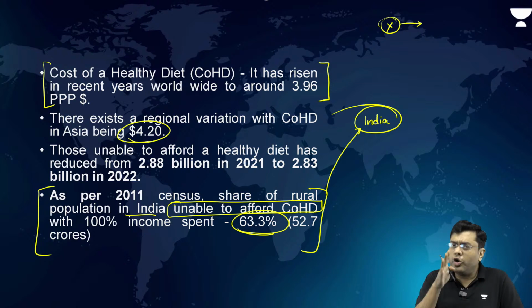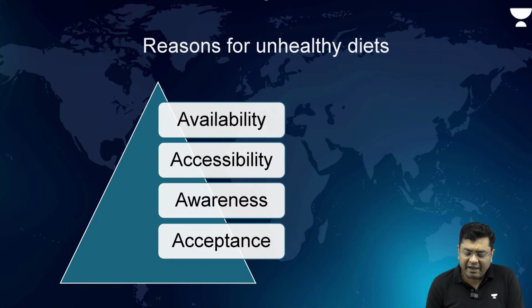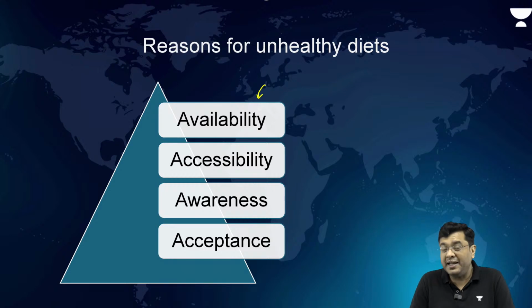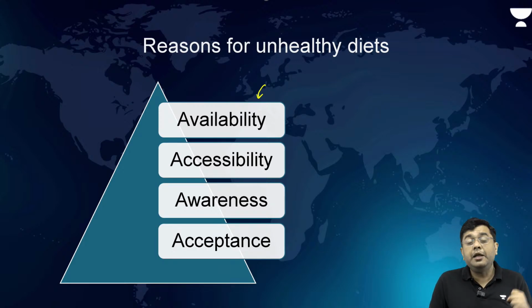So if you take a look at the factors which lead to undernourishment amongst the population, that can be referred to by 4 A's. What are those 4 A's? You have availability. Is the food available? Is a healthy diet available? That is a major issue. Now, there can be geographical isolation in question. In many of the areas, the regions are isolated, so availability can be an issue.